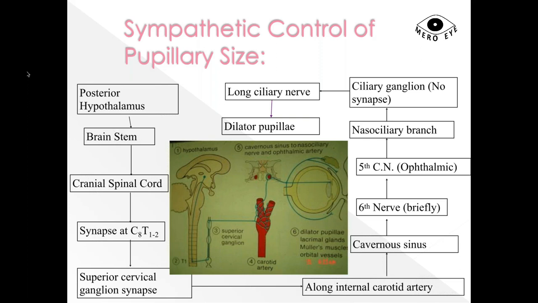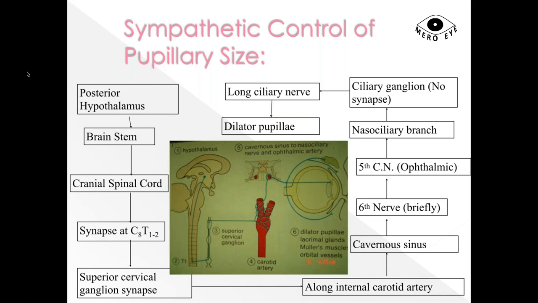From there, the sympathetic fibers travel along the internal carotid artery. They traverse the cavernous sinus and travel for a short distance with the sixth nerve, that is the abducens nerve. Then they travel via the first branch of the trigeminal nerve, the nasociliary nerve, and traverse the ciliary ganglion without synapsing. Then they travel via the long ciliary nerves to innervate the dilator pupillae muscle.